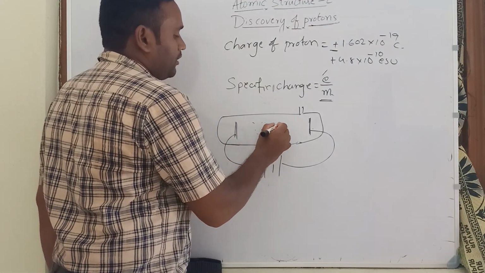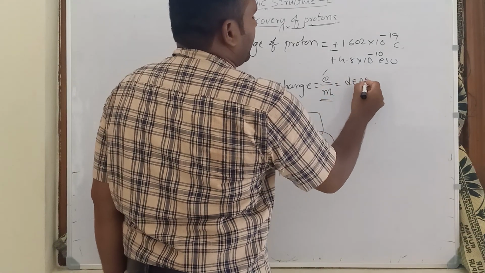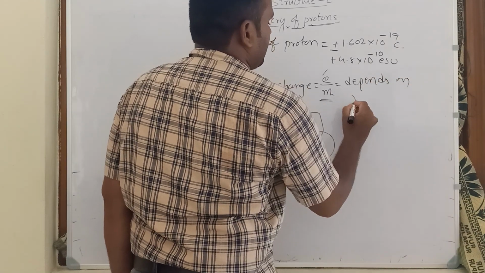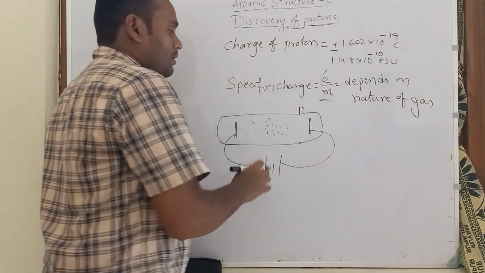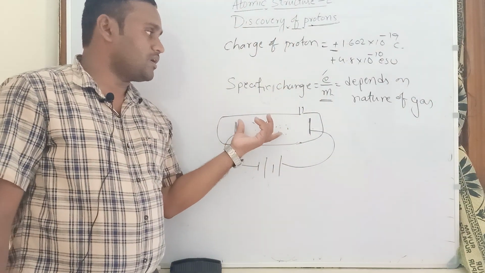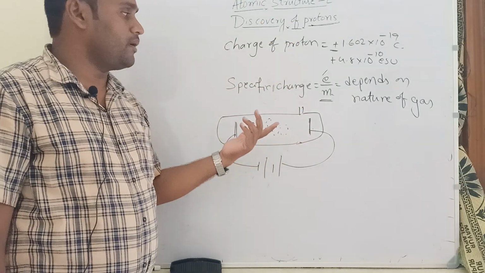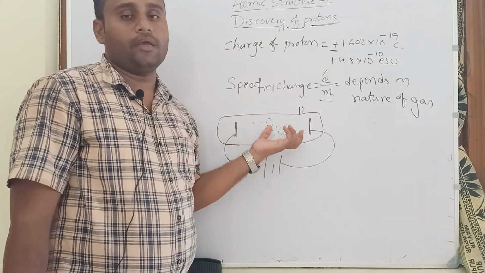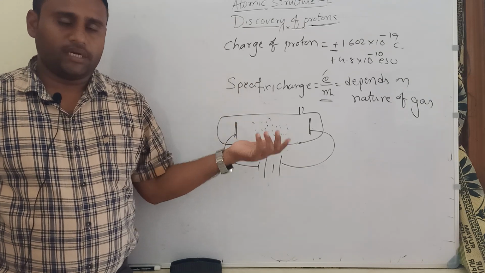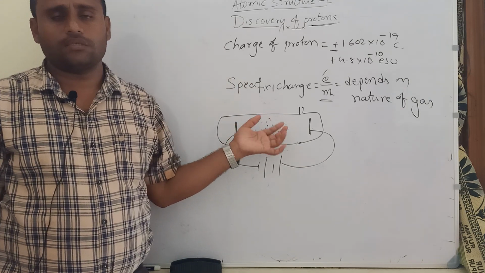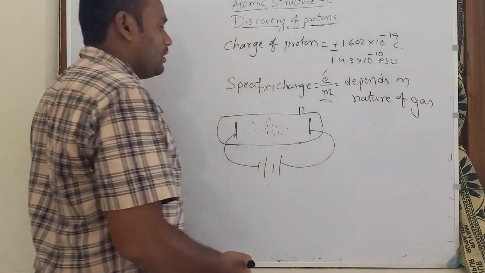the e by m ratio depends on the nature of gas. It depends on the nature of gas. This means if you change the nature of gas, for example, if you take hydrogen, you will get one e by m value. If you use helium instead of hydrogen, you will get another e by m value. So if you change the gas, the e by m value also changes. Hence the e by m ratio depends on the nature of gas.